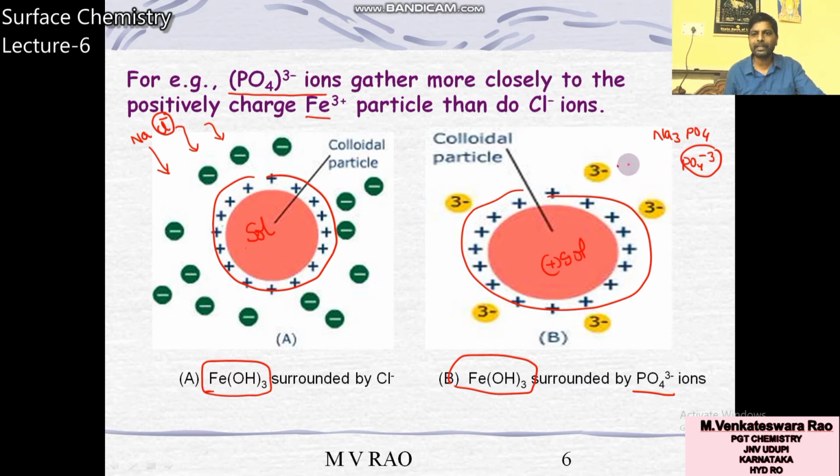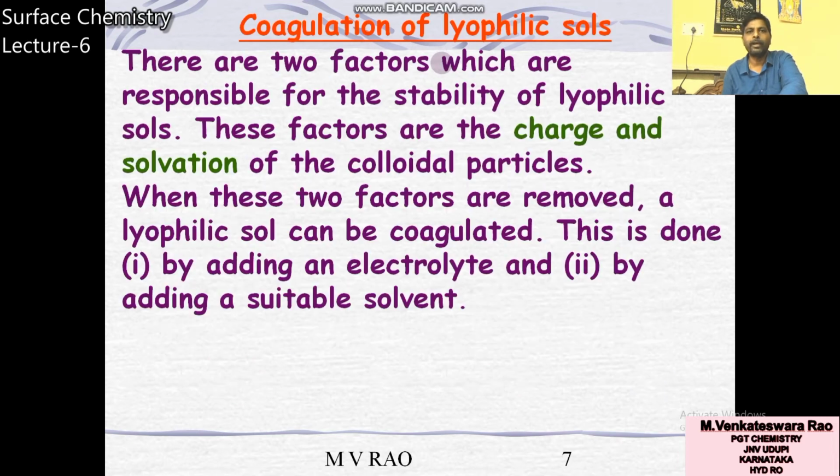So phosphate ions: 1, 2, 3, 4, 5. Five phosphate ions are needed for the coagulation of this sol. Whereas here, 1, 2, 3, up to 15. Fifteen Cl- ions are needed for the coagulation of this positively charged sol. So if the charge is more, the number of ions needed is less. Coagulation will take place easily if the charge is more. That means greater is the charge, greater is the coagulation.